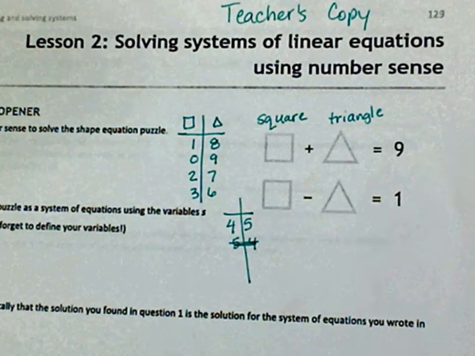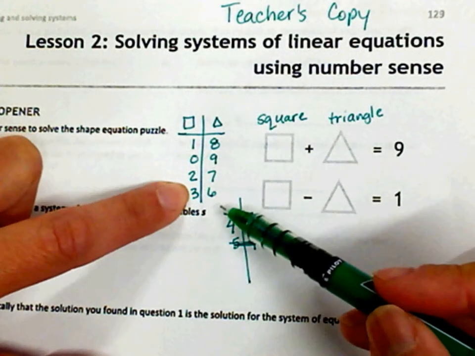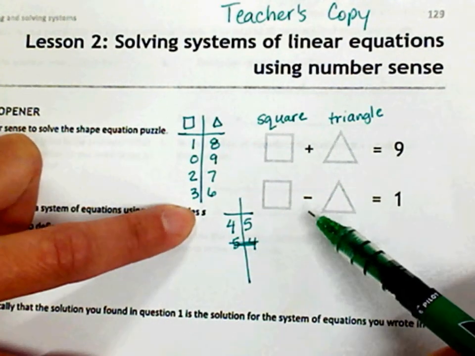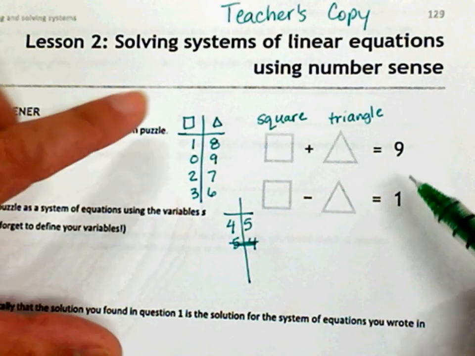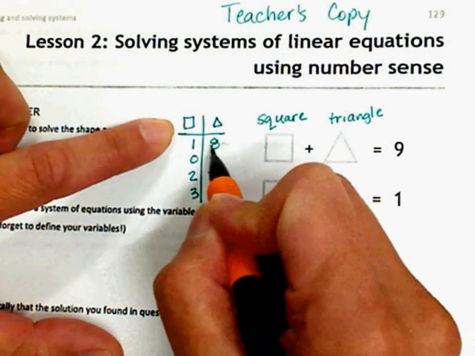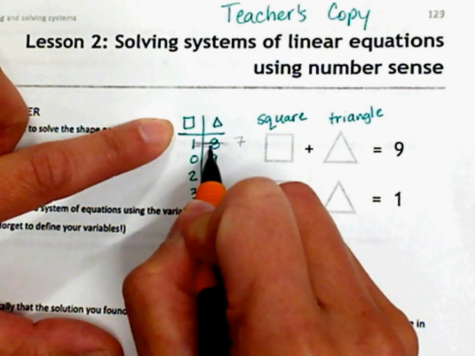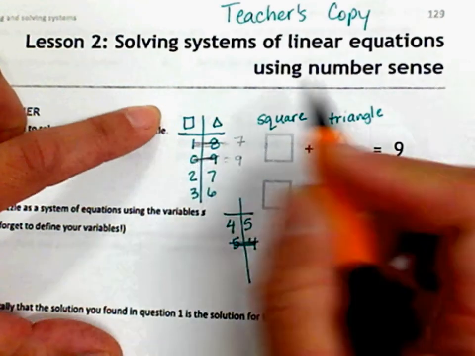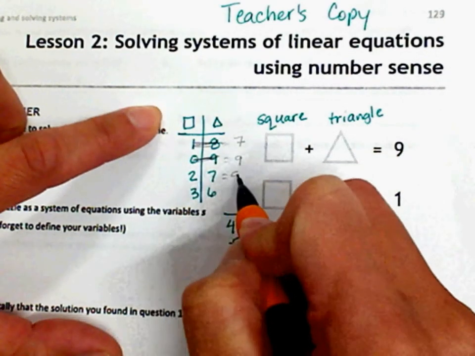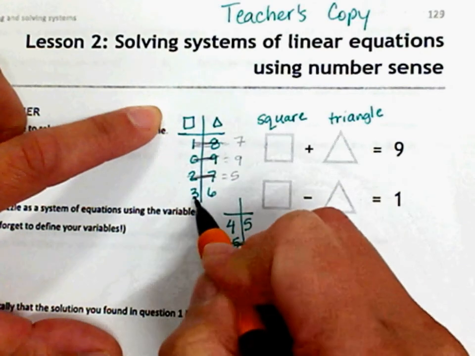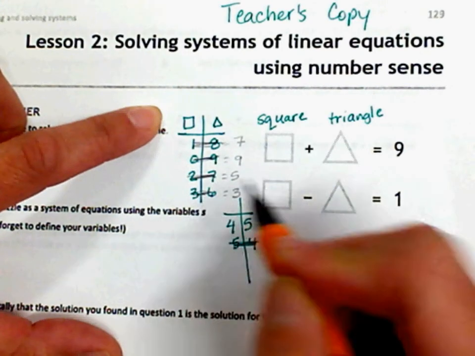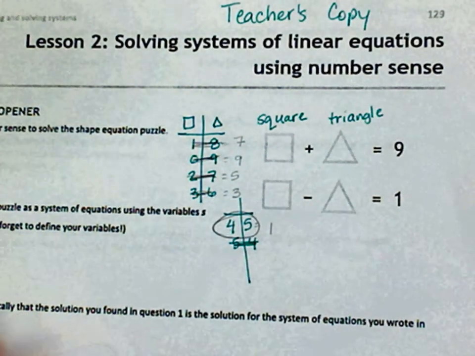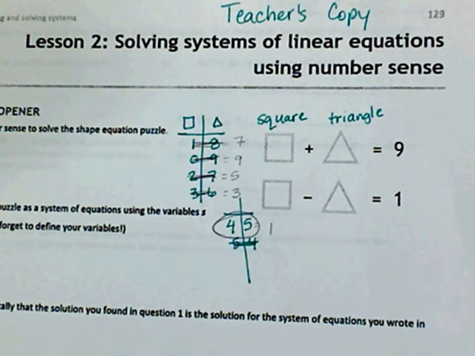Which one of those sets of numbers adds up to equal 9? Every one of these adds up to 9, but which is also going to subtract to get you 1? Well, let's see. 8 minus 1 is 7, so not this one. 9 minus 0 is 9, so not that one. 7 minus 2 is 5. Not that one. 6 minus 3 is 3. Not that one. 5 minus 4 is 1. So the best answer for this one is 4 and 5. But you have to figure out which one goes where.